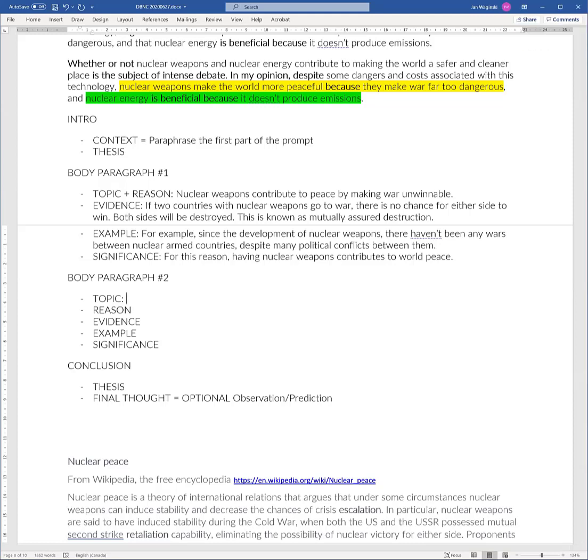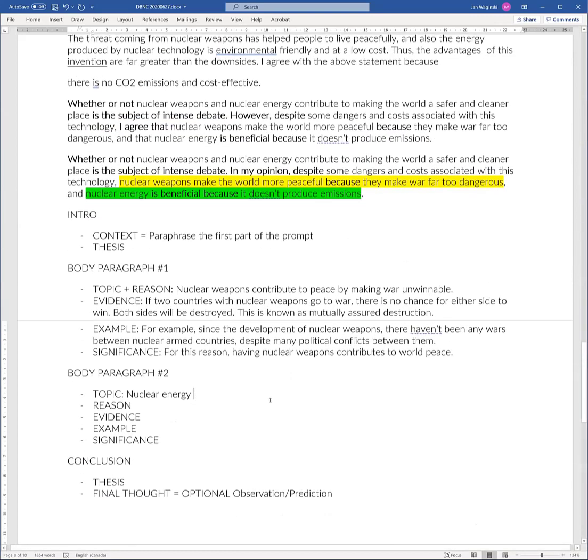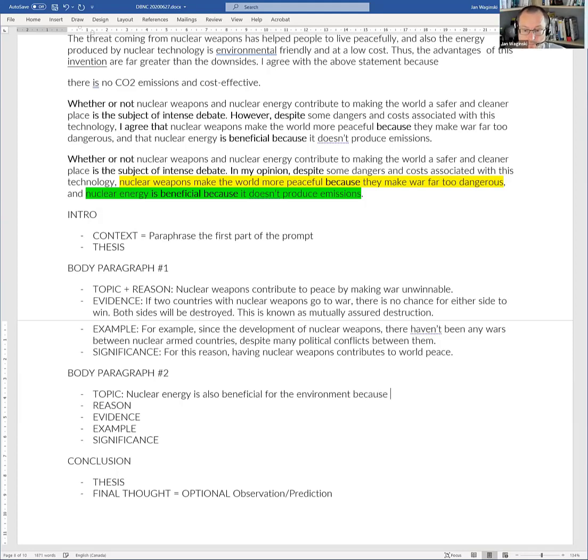So nuclear energy could be beneficial. Also beneficial for the environment. Because emission free. Because it doesn't produce any emission.